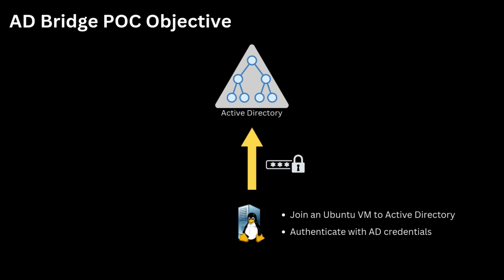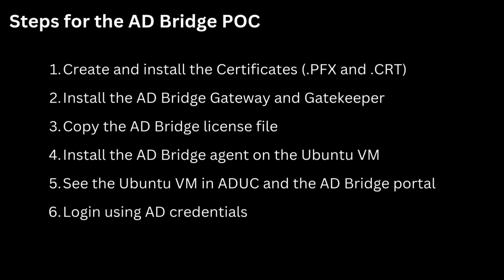This POC assumes we are 100% on-premise with no internet connection required. We're going to create and install certificates, install the AD Bridge gateway and gatekeeper, copy over the AD Bridge license file, install the agent on an Ubuntu VM, see the Ubuntu VM as a computer object in AD as well as a device in the AD Bridge portal, and then log in from the Ubuntu VM using a user's AD credentials.